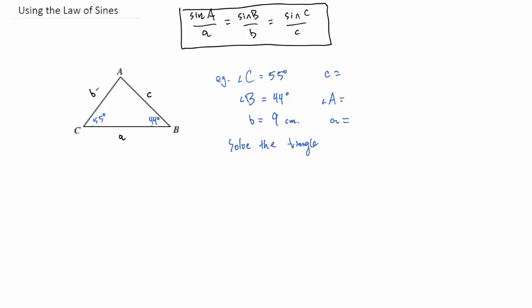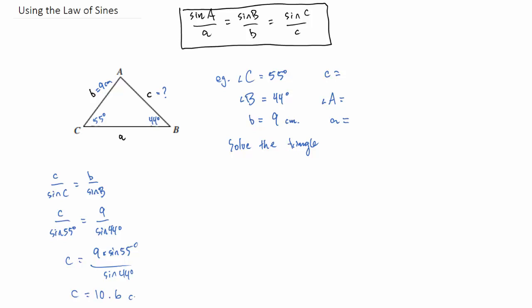So the first thing we can do is label what we know, and what we're going to have to do here is try to figure out what the length of side c is, because it's across from one of the angles that we were given. So we plug in what we know, and we rearrange this little set of fractions and solve for side c. If you type that into your calculator, 9 times sine 55 over sine 44, it'll give you about 10.6 centimeters. So now we know that side.